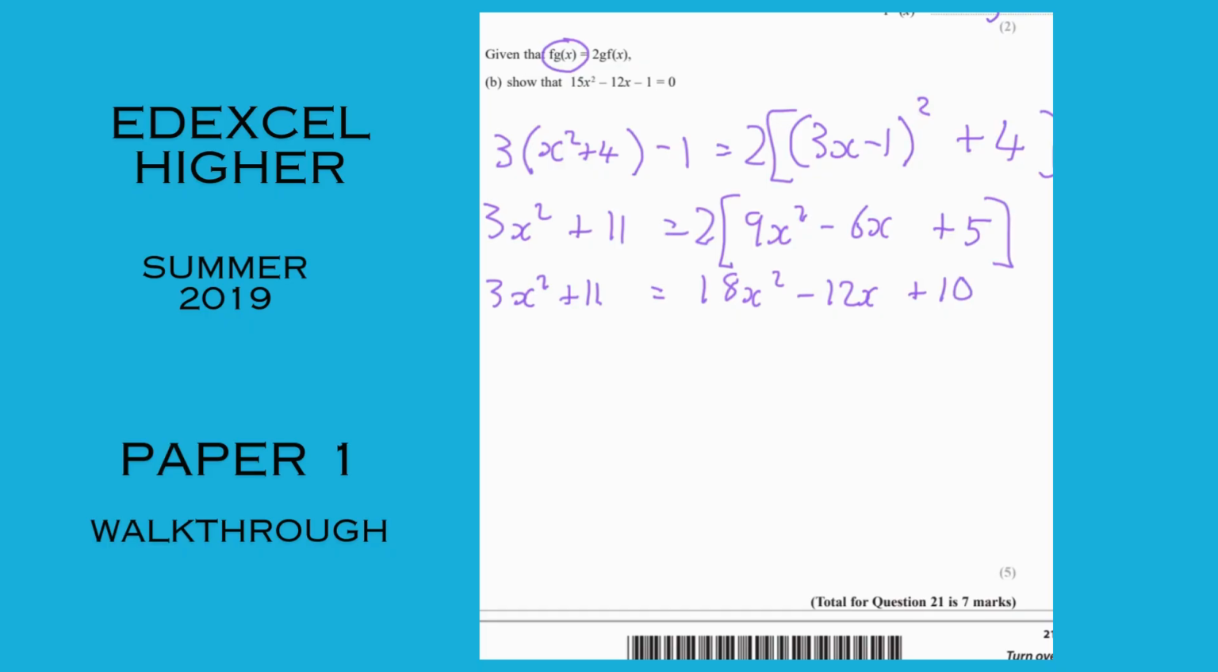There we go. We subtract 3x squared from both sides. Oh, look what's happening. We leave the minus 12x because there's no more to simplify. And we subtract 11 from both sides. Job is a good one. Heck of a question, but it's obviously compound functions, double compound functions.